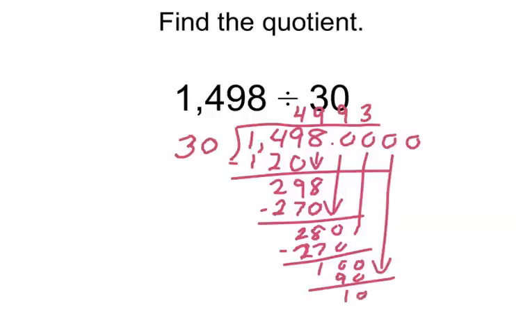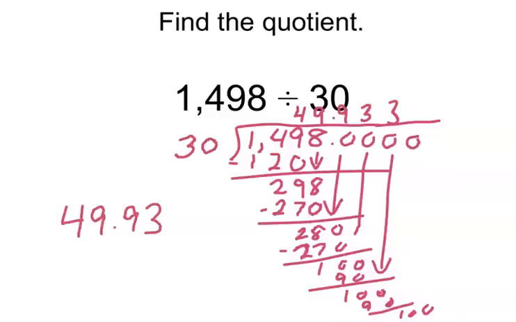Bring down another 0. 30 goes into 100 3 times again. Okay, and that's going to be 90, which is 10. Bring down another 0. Okay, so that's just going to keep happening over and over again. So we'll just bring the decimal point up, and we know that the answer is 49.93 would be a good place to stop. Okay, 49.93, and actually we could put a line over that 3 because we know it just goes on and on and on. So that's our answer to the first one.